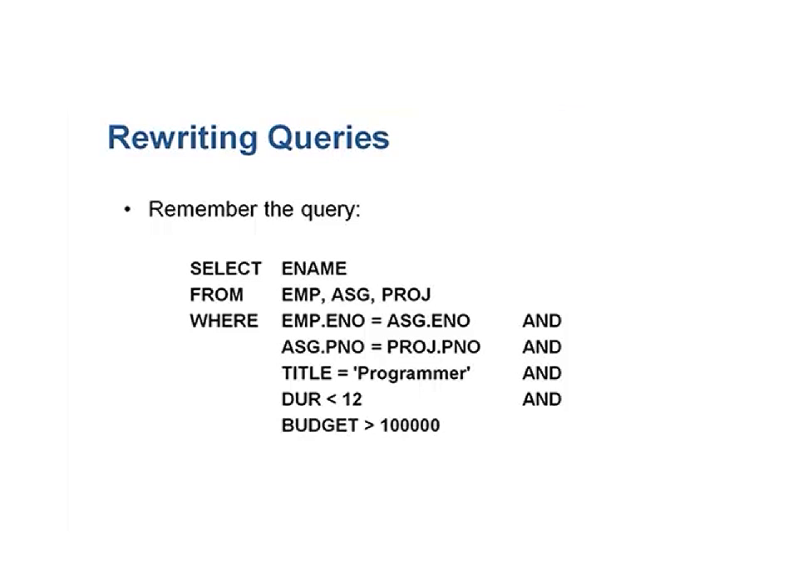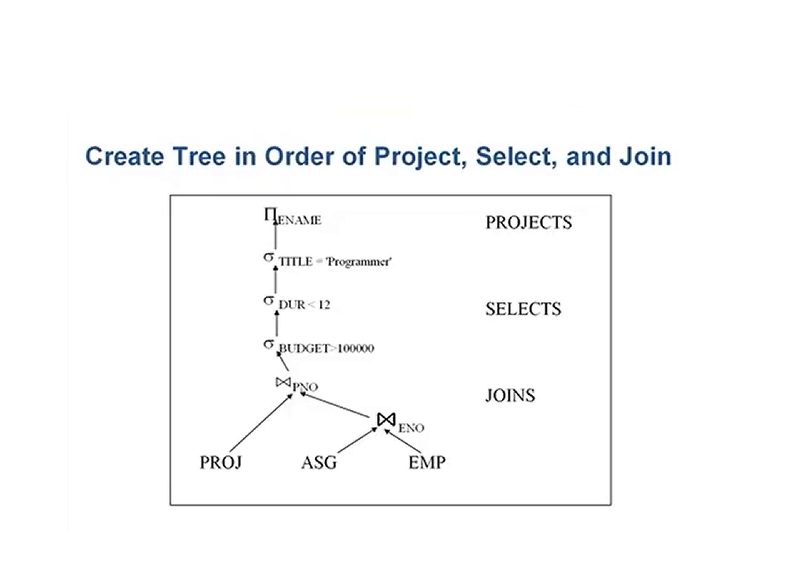Very reasonable query. The first thing we do is create a tree in the order of projections, selections, and joins. So we take that relational algebra expression and create a query tree as a result. We move the projections to the top and say that we're going to be projecting ename from the result of it all. The next thing, from the top of the tree, is selecting title programmer, duration less than 12, and budget greater than 100,000. And that's going to be operating on a join between the project table and the result of a join between the assignment and the employee table.